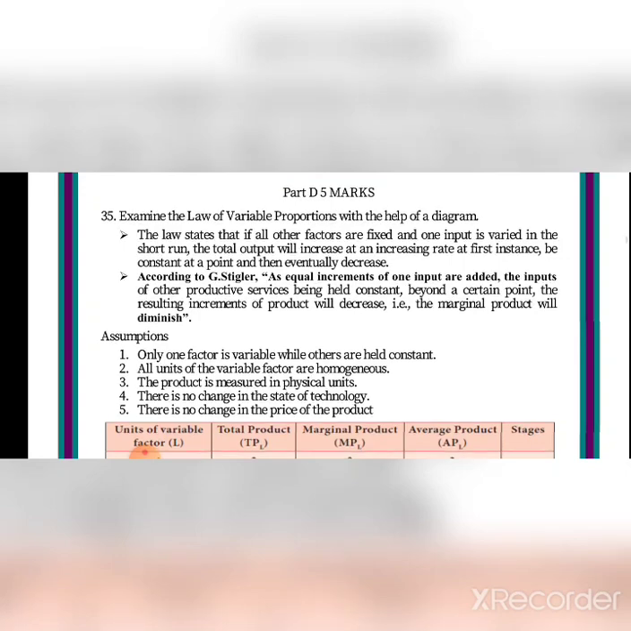There is a tabular column for the law of variable proportion. You see the tabular column. Units of variable are given there: 1, 2, 3, 4, 5, 6, 7. The total product is given: 2, 6, 12, 16, 18, 18, 16. So how are we going to find the marginal product? The calculation for marginal product: 2 is the first one, so next you see 6 minus 2 is equal to 4.